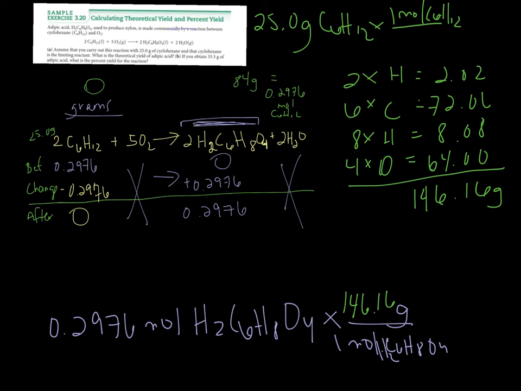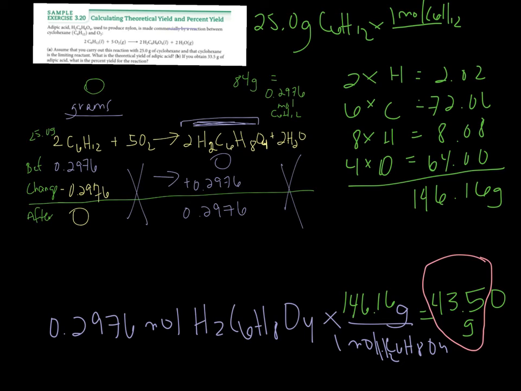If I multiply that ratio by the number of moles I actually have, I'll get the mass that I actually have, which ends up being 43.50 grams of adipic acid with 3 sig figs. That would be 43.5. So that is the mass of adipic acid that we would get. That's the theoretical yield, the amount that we would get if we used up all of our limiting reactant. Okay.